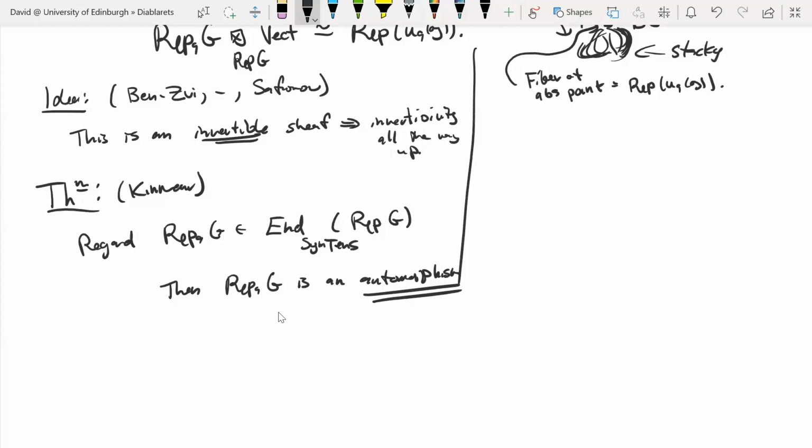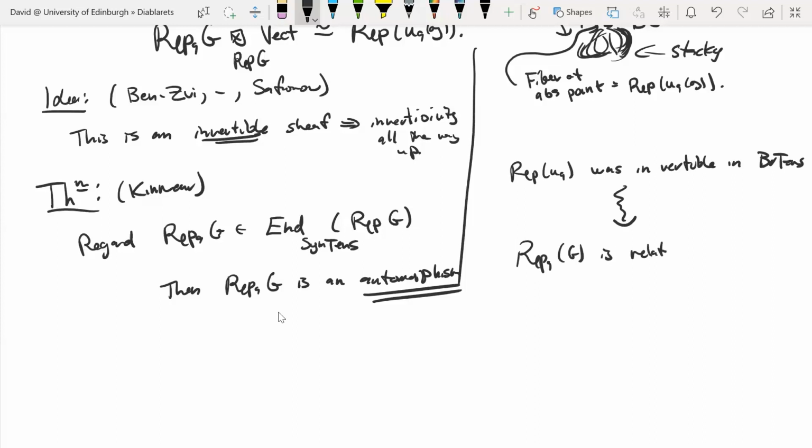So the fact that rep of little uq was invertible in Burr tense, now we upgrade this to the fact that rep QG is relatively invertible in Sym tense. Okay, let me just remind you of this 5 category.